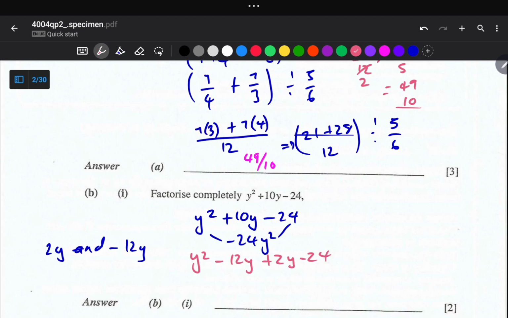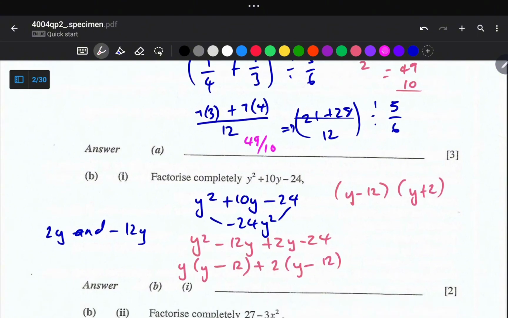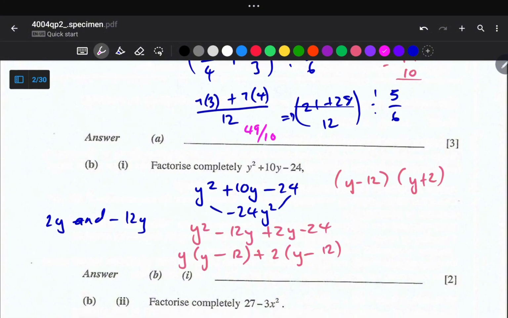Here we can simply factorize the first two terms by factoring out y, so it is y times y minus 12. For the second two terms we can factor out 2, so if we factor out 2 we get y minus 12. So y minus 12 becomes our new common factor, and we factor it out. We are left with y plus 2. So our factorized expression is y minus 12 and y plus 2.